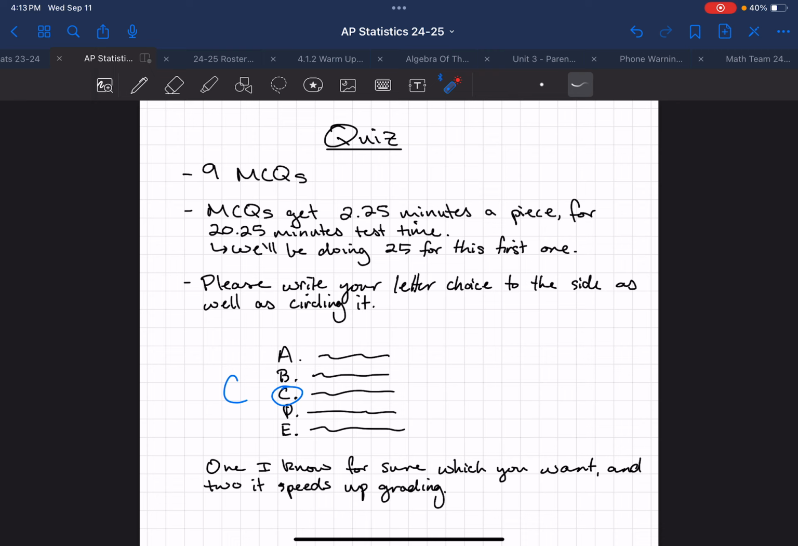Some details about it. When you are doing your answering, please circle your letter and write it off in the margin. One, it makes me ultra sure that that is the choice you made. A lot of people are really bad at erasing, and it's hard for me to tell which answer you want. This also speeds it up. I can grade a lot easier. I can look at the page and go, great, 2 out of 2. And then I can move on to the next page.